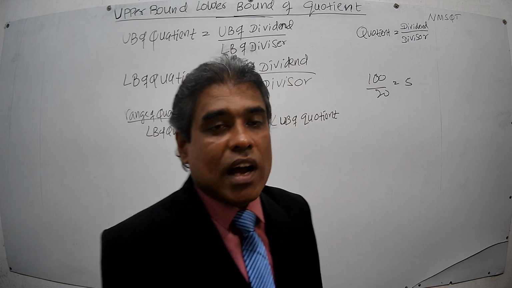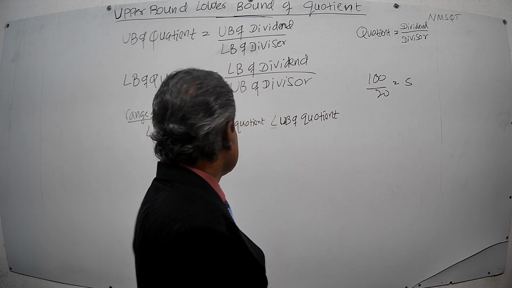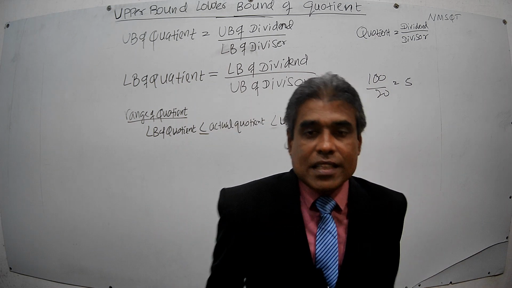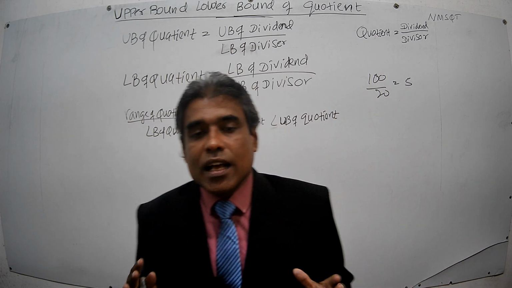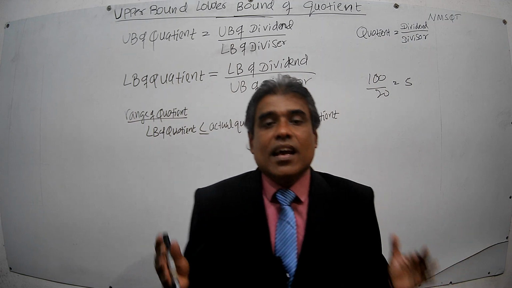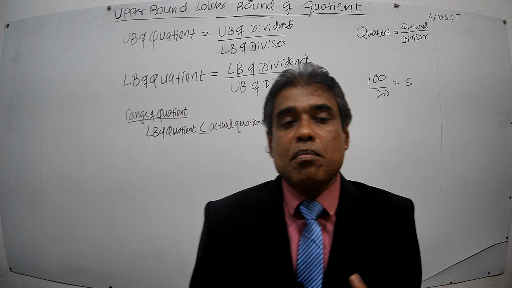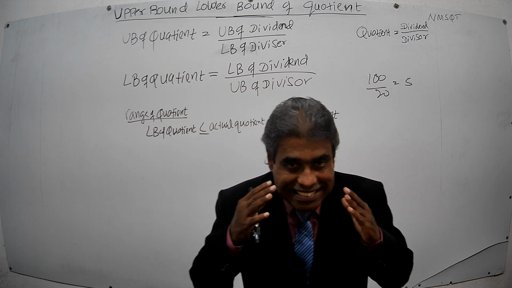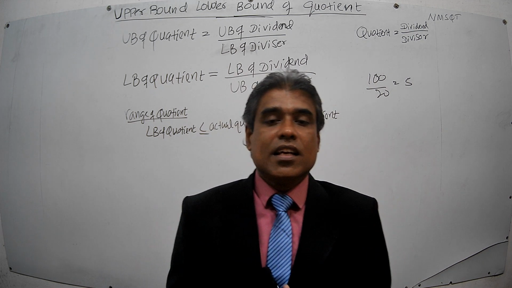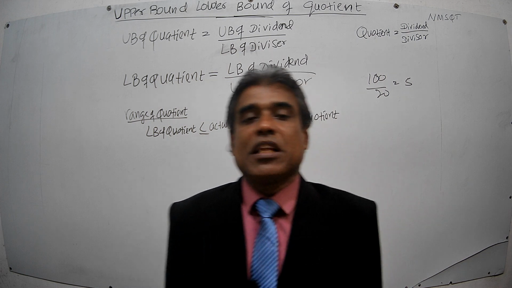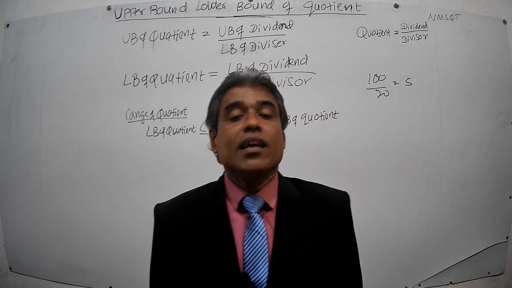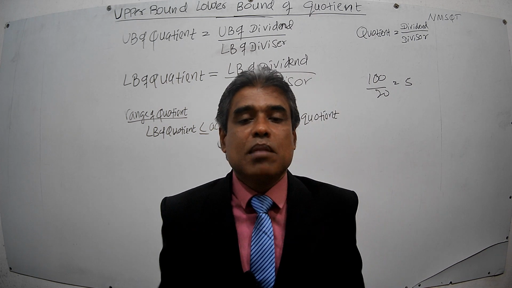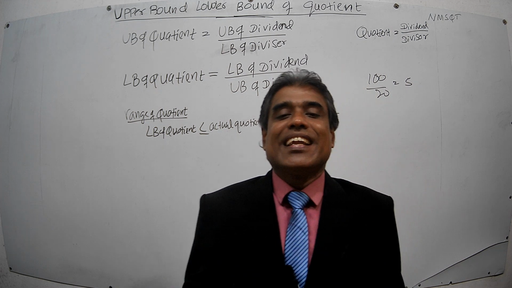Today we are going to discuss how to find the upper bound and lower bound of the quotient. The upper bound or lower bound of the quotient depends on the divisor and dividend, and is affected by changes in them. So we have to interpret the upper bound and lower bound of the quotient in terms of the upper bound and lower bound of the dividend and divisor.